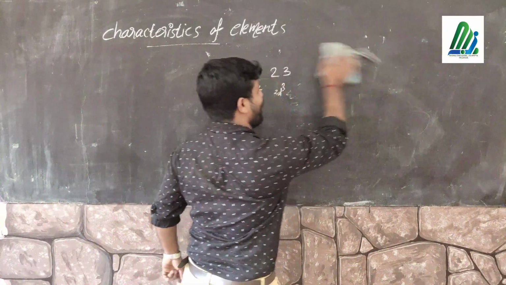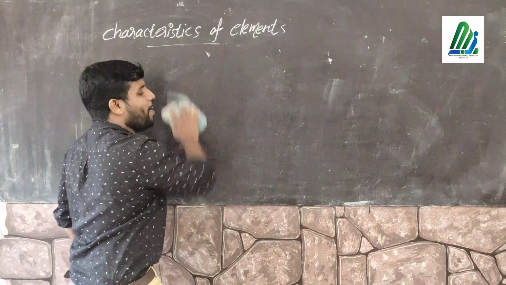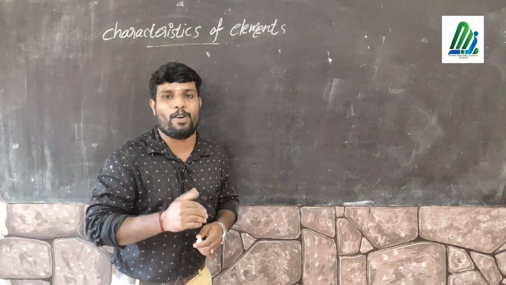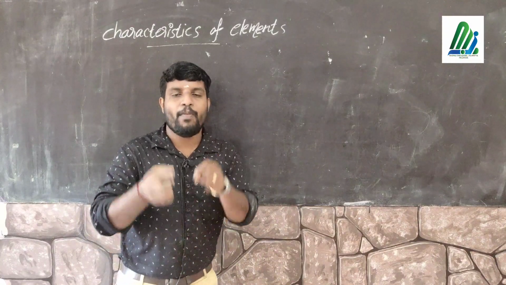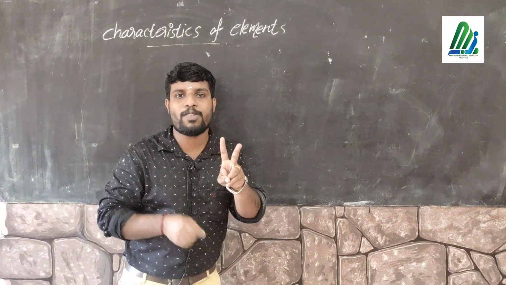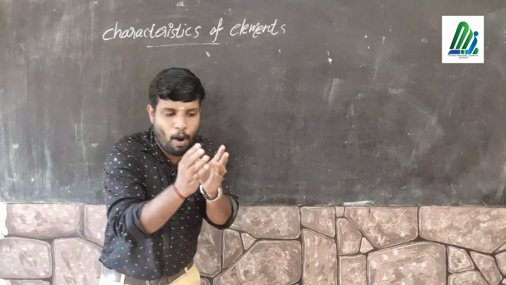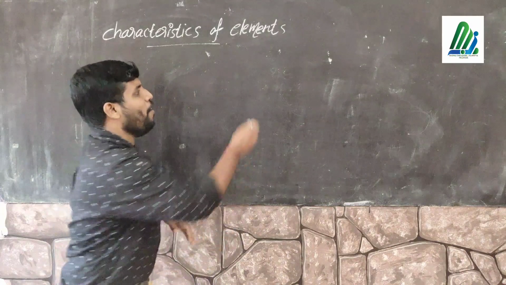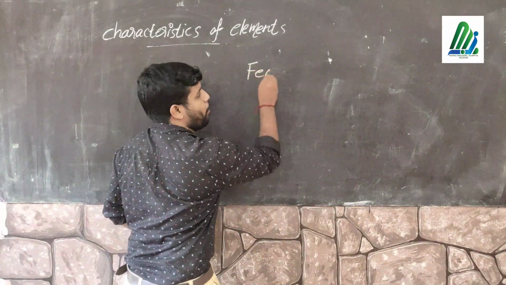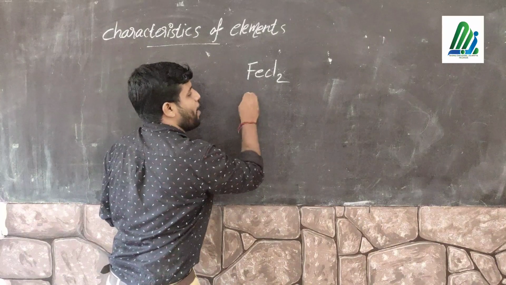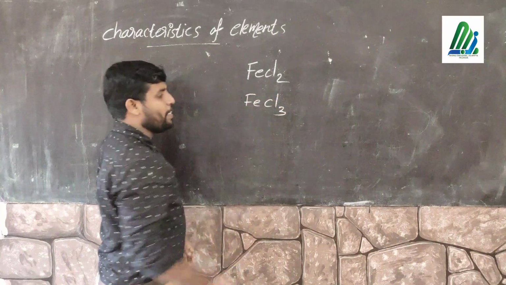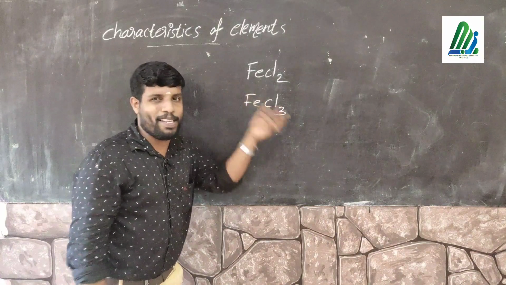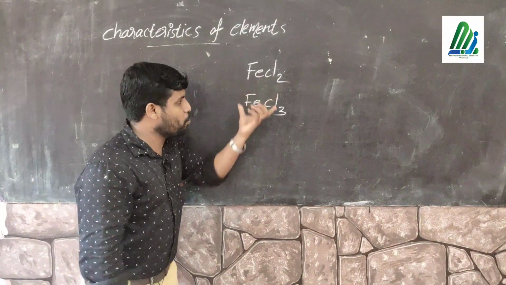Okay, now we want to discuss variable oxidation state. Why do the elements show variable oxidation state? For that purpose, we want to take 2 compounds of a D block element. That's a familiar example. First one is FeCl2, and second one is FeCl3. These are the 2 compounds of Fe, iron. Fe, atomic number 26, is a D block element that forms 2 compounds.